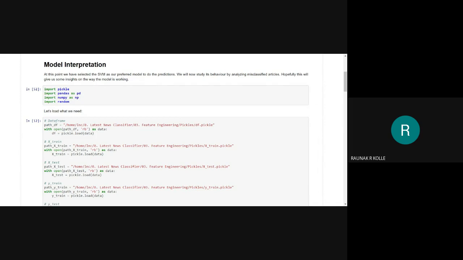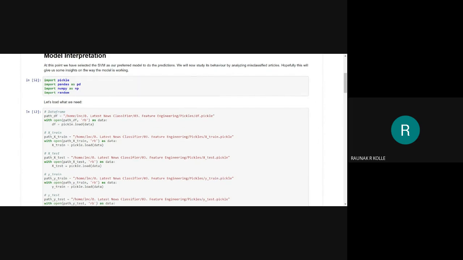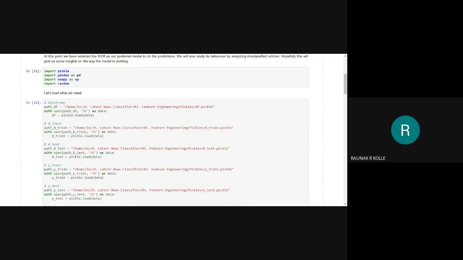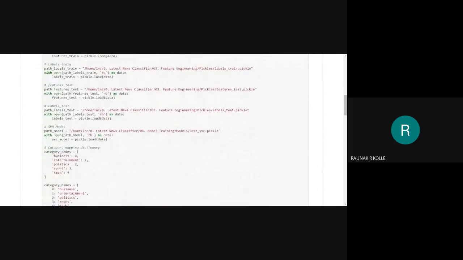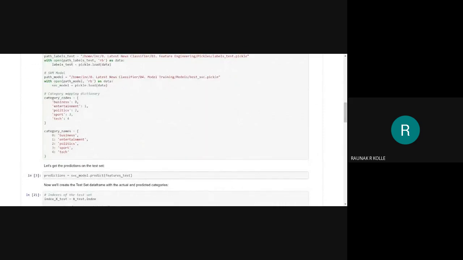We import the necessary libraries and packages and load whatever is needed. That is the latest news classifier, which is the data set which we will be uploading. And then we have category codes and the category names. Let's get on with the prediction test on the test set. We create the test set data frames with the actual and the predicted categories.